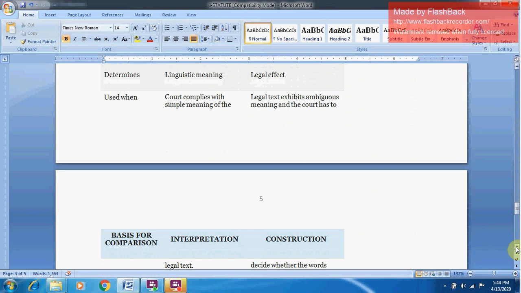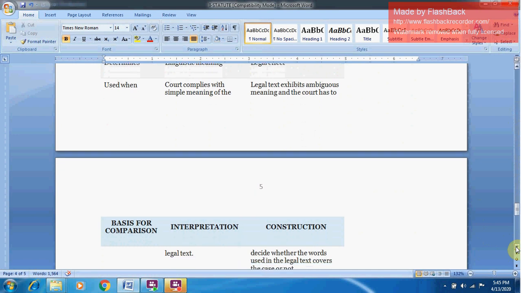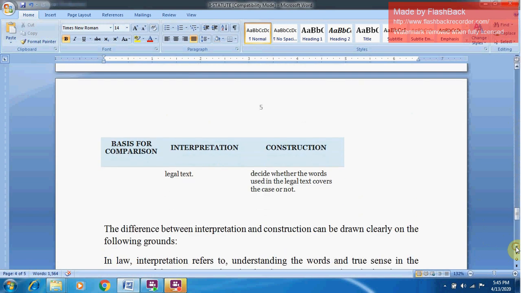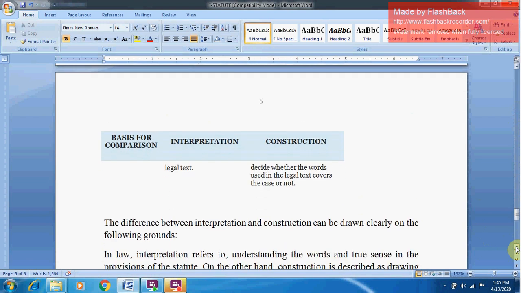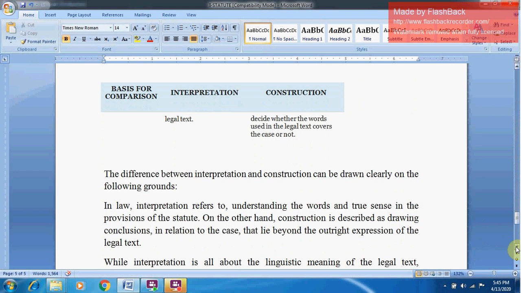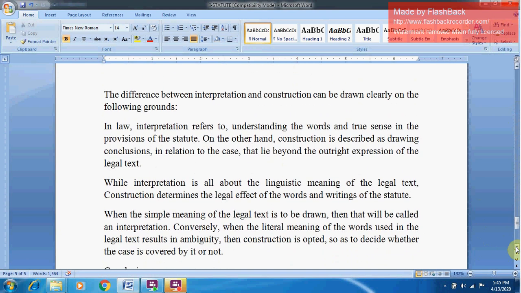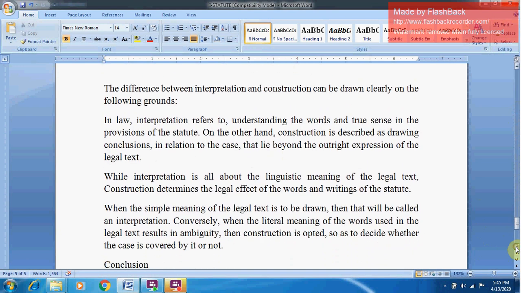Interpretation is used when the court complies with the simple meaning of the legal text. But in construction, the legal text exhibits ambiguous meaning, and the court has to decide whether the words used in the legal text cover the case or not. And you can see that the further difference between interpretation and construction can be drawn clearly on the following grounds.